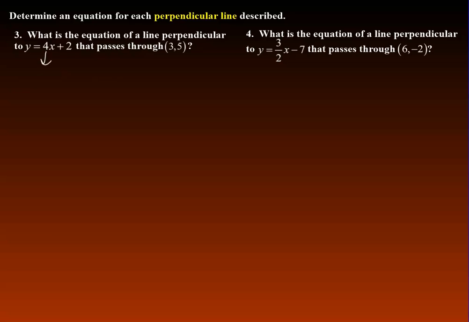Our slope originally was 4, but what we want is perpendicular, and so the perpendicular slope is going to be the reciprocal of this. 4 is really 4 over 1, so then what we're looking for is 1 over 4, and then we will also want the opposite, so negative 1 over 4. x is still 3, y is still 5.